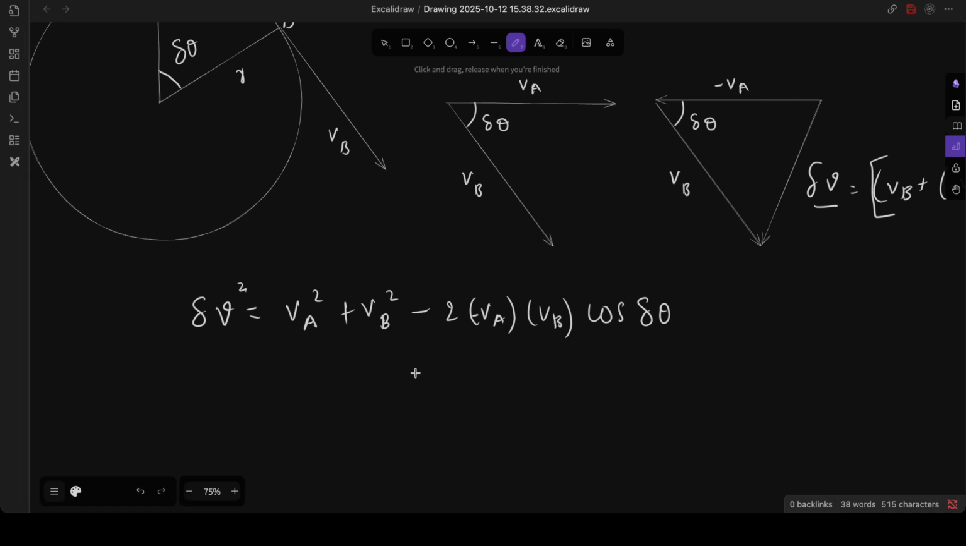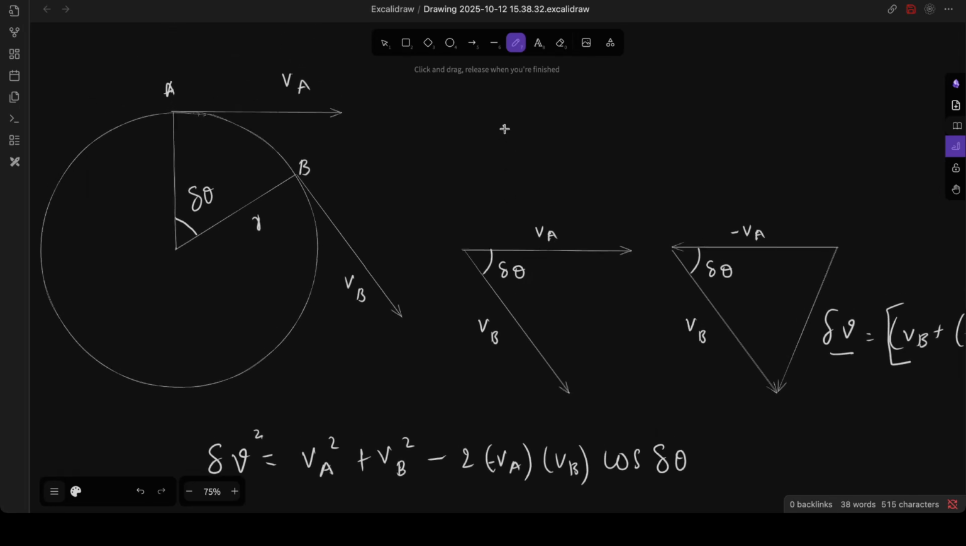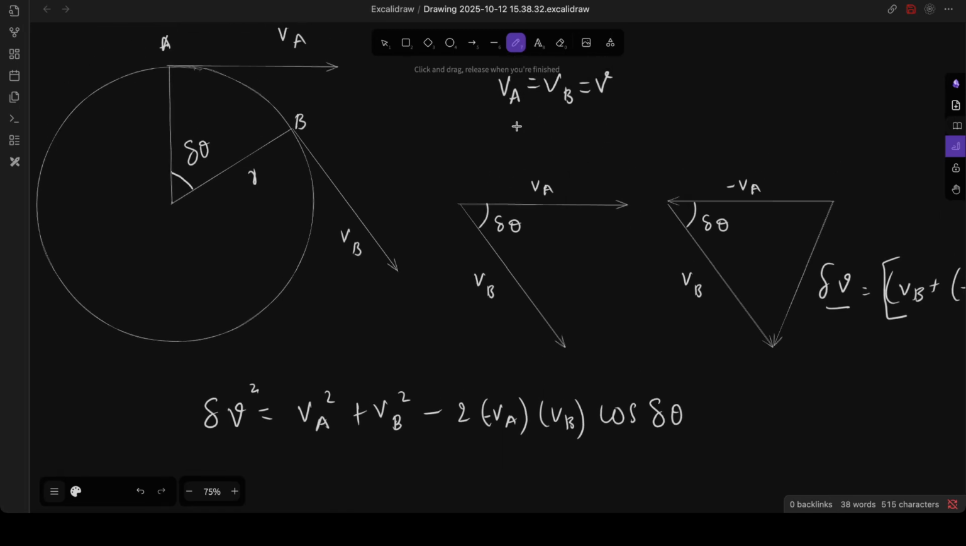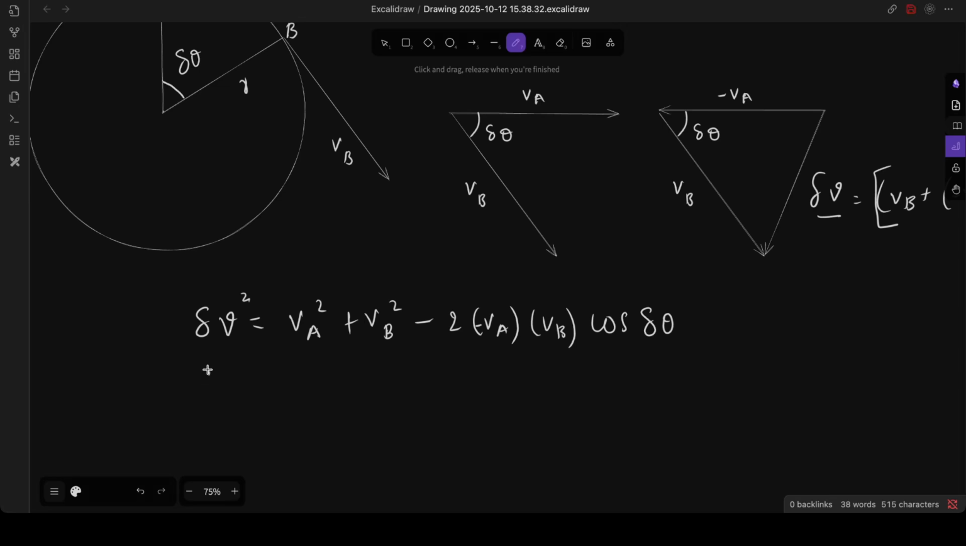cos d theta. Now the good thing that I know here is that this negative VA that we are using is just to represent the sign, that it is going in the opposite direction. It has nothing to do with the magnitude. That means I know that the magnitude of VA and VB is basically the same. So I will call them V. So I can use that equality to rearrange and rewrite this equation.